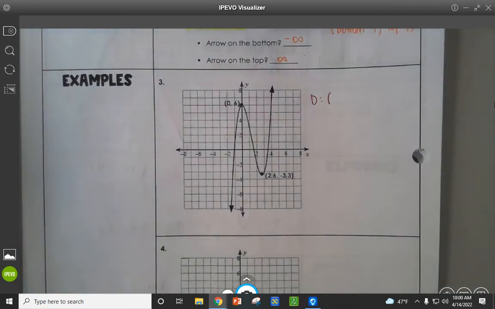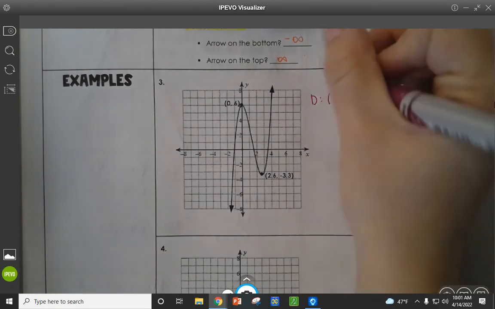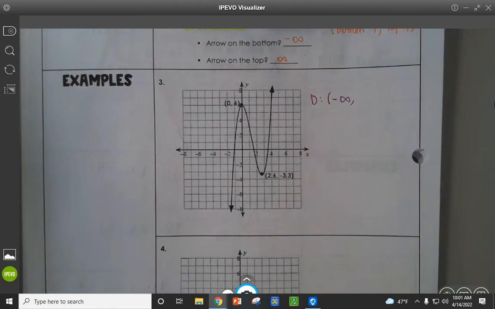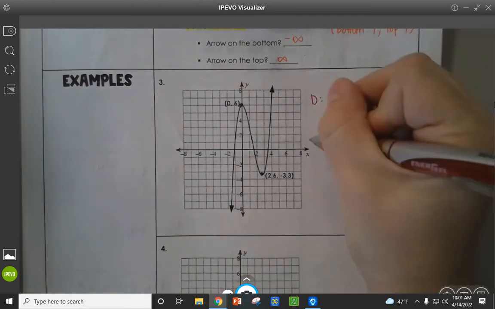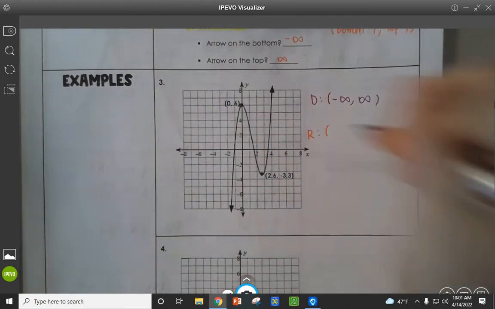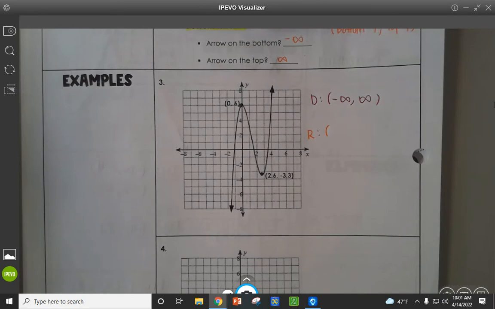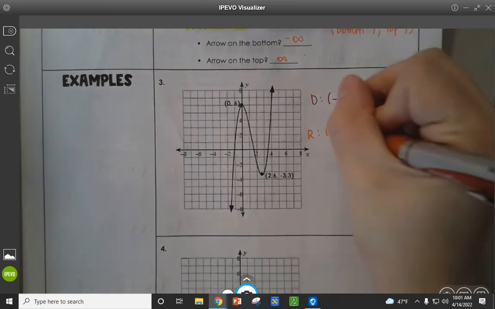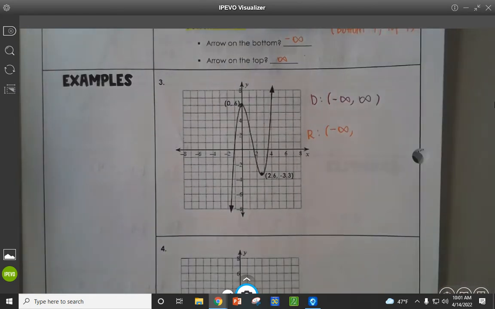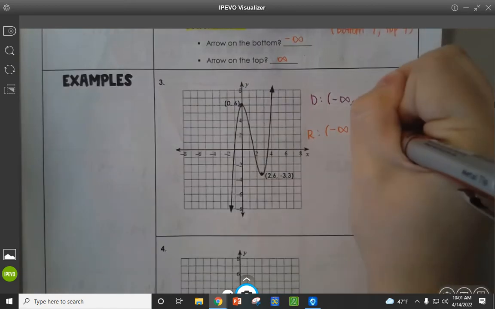We start with the parenthesis. Look at the left side of the graph. Is there an arrow on the far left? Yes. Yep, so we put negative infinity. What about the right? Is there an arrow? Yes. Yep, positive infinity. That will always be your domain. Your range. Look at the bottom. Is there an arrow on the bottom? Yes. Yep, so negative infinity. Is there an arrow on the top? Yes. Yep, positive infinity.